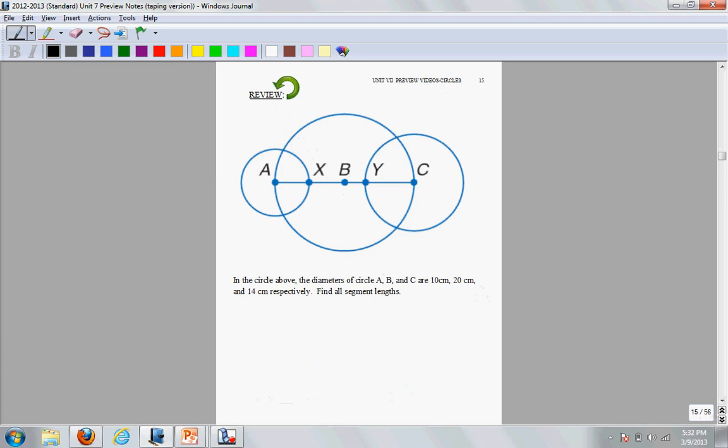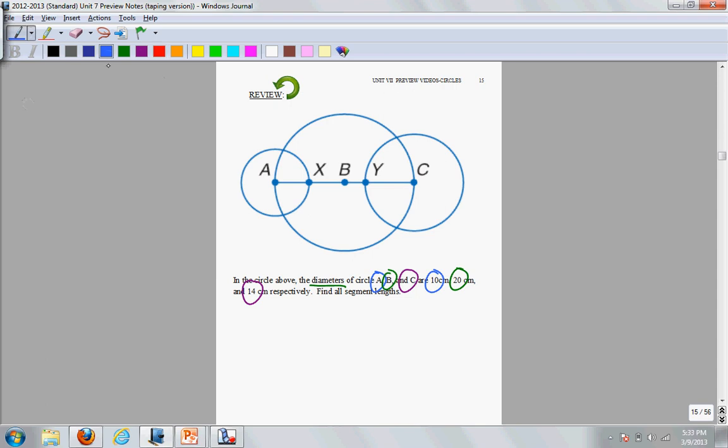Let's do a review problem. Last class we talked about these words, diameter and radii. We're going to use those in solving this problem. It says, in the circle above, the diameters, which is from edge to edge of circle A, circle B, and circle C are 10 centimeters, 20 centimeters, and 14 centimeters, respectively.